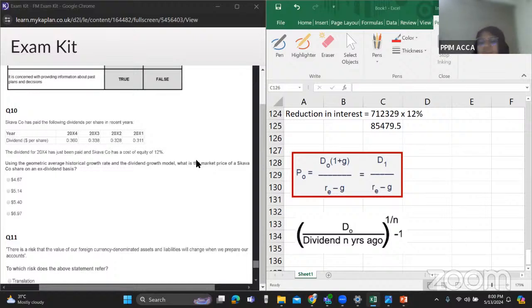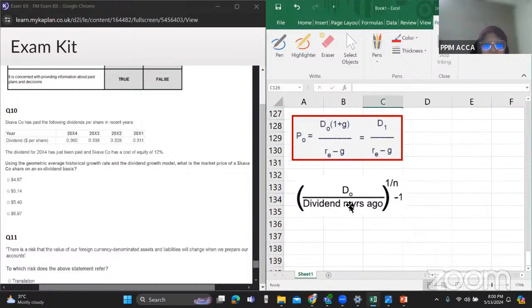So if I want to use the dividend valuation model equation, first of all, I need to get the growth rate, which I don't have. I will have to use this extrapolating of past dividends to get the growth rate. So let's do that first.